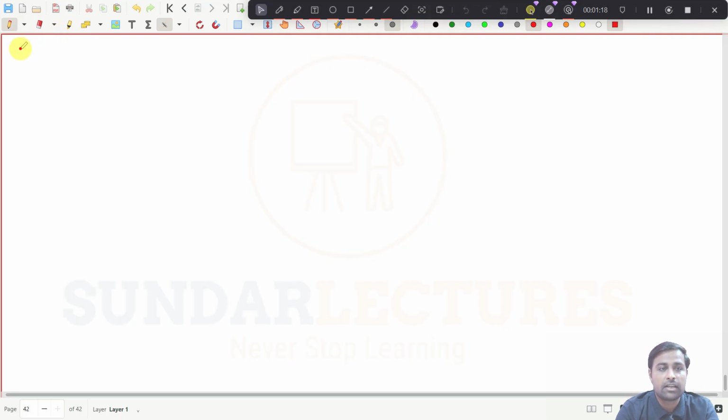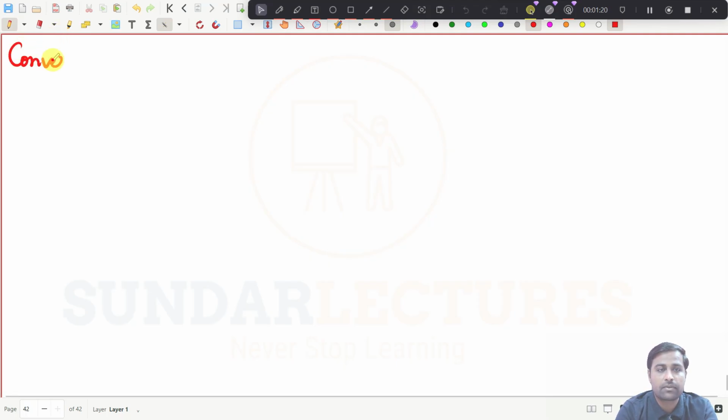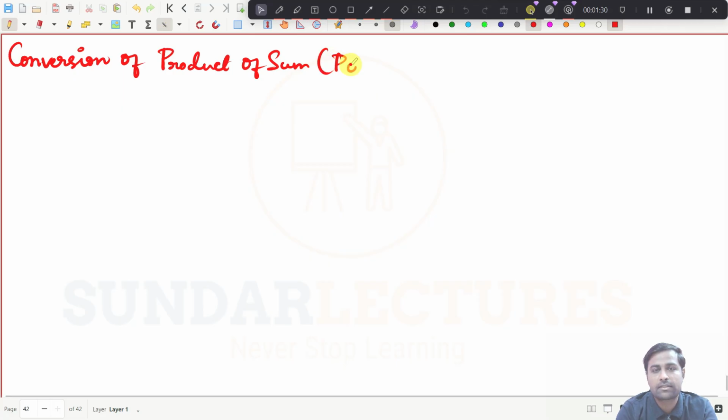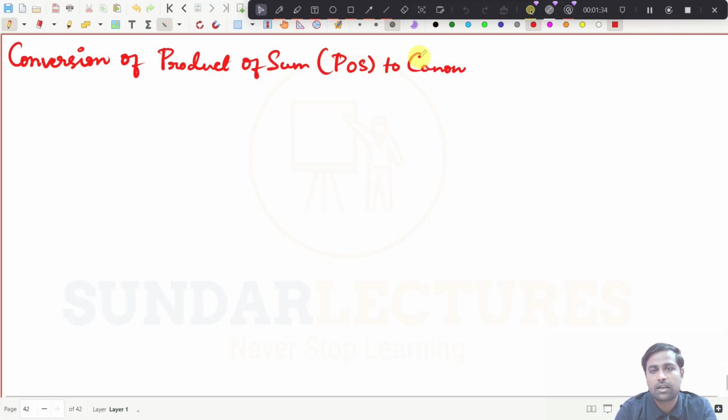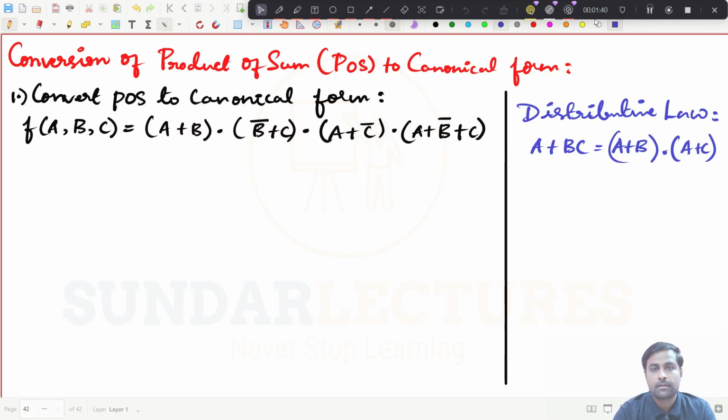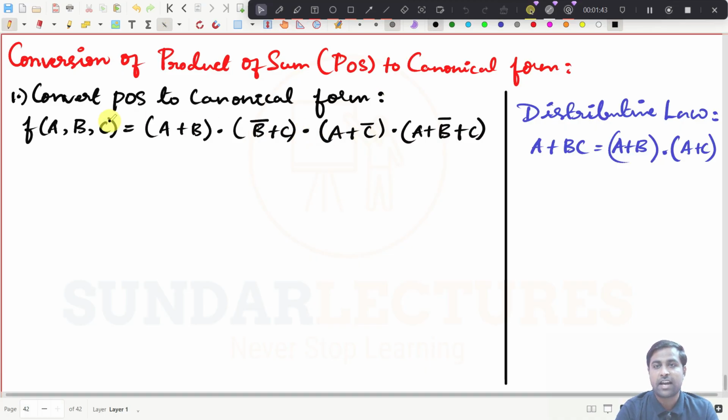Second one, conversion of product of sum, that is POS, to canonical form. So I will write down any one expression now. Right. So you see here, I have taken a POS function, and we need to convert this into the canonical form.